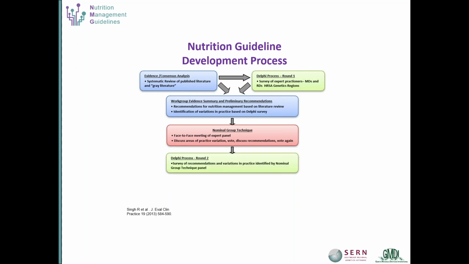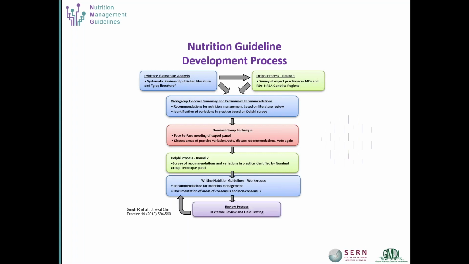We then completed another Delphi. Here we took areas of continued difference within the nominal group and put that through a Delphi process to send out to a different group of MDs and RDs. And then finally, all of this information was put into the final guidelines. There was also an external review process and field testing, and in the end, we had 94 people who contributed in this process.